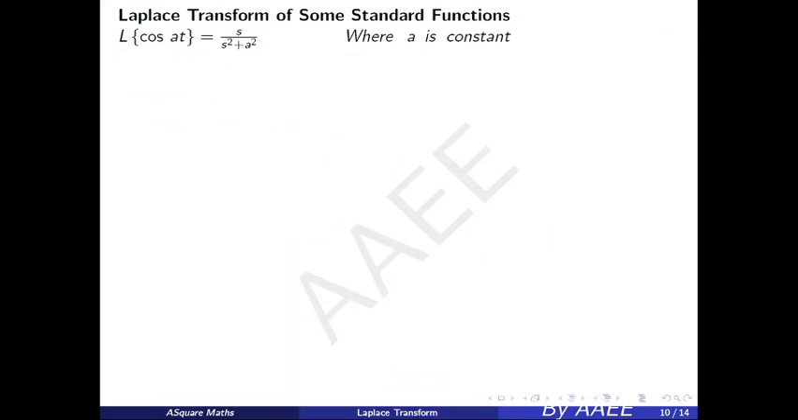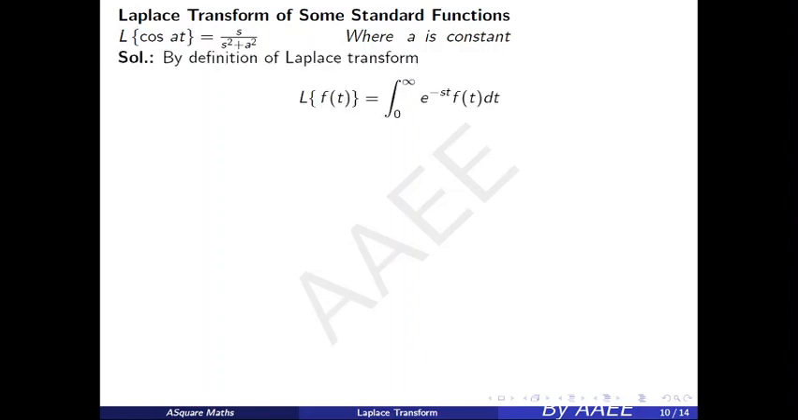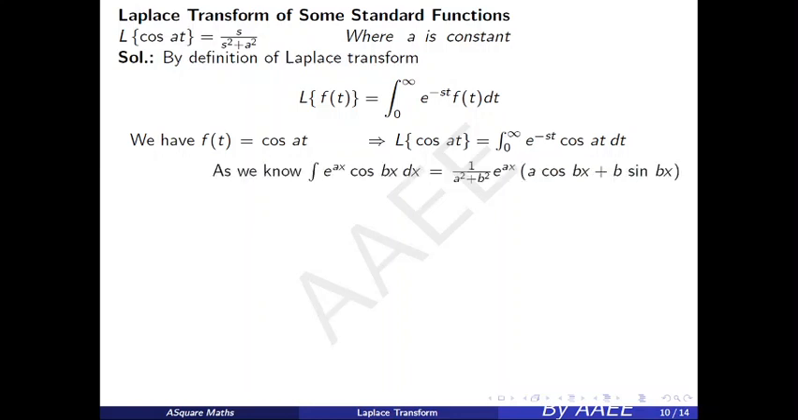Laplace transform of cos of at is, by definition of Laplace transform, integration from 0 to infinity e raised to minus st f of t. Since we have f of t equals cos of at, Laplace transform of cos of at is equal to integration from 0 to infinity e raised to minus st cos of at dt. As we know, integration of e raised to ax cos of bx dx is equal to 1 upon a square plus b square e raised to ax, a cos of bx plus b sin of bx.